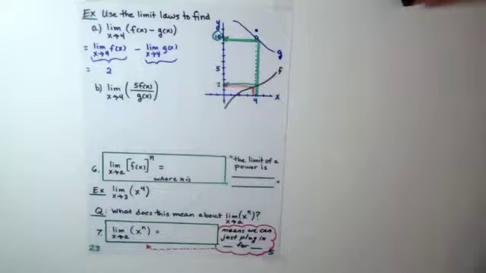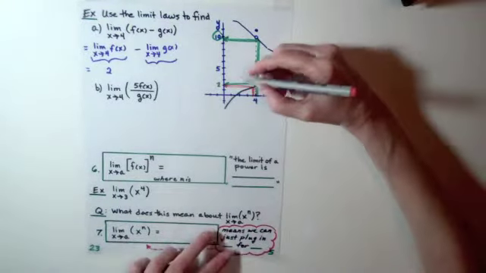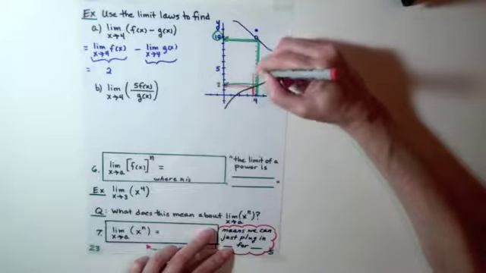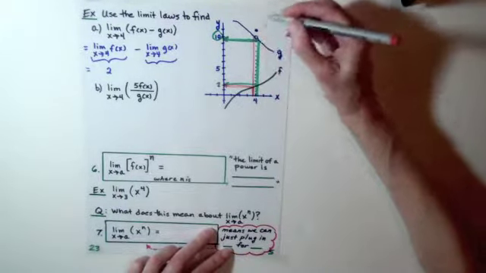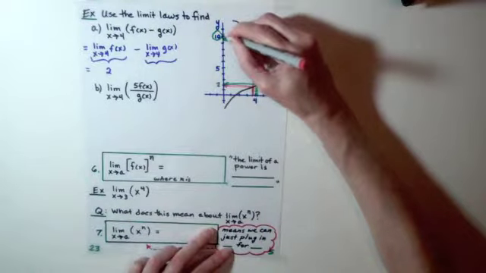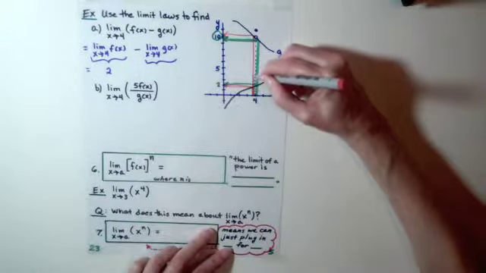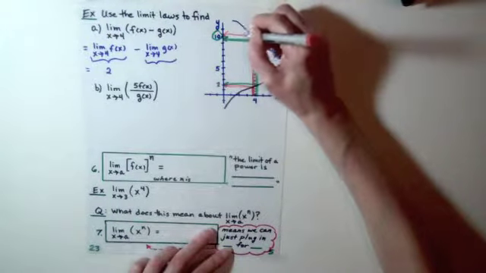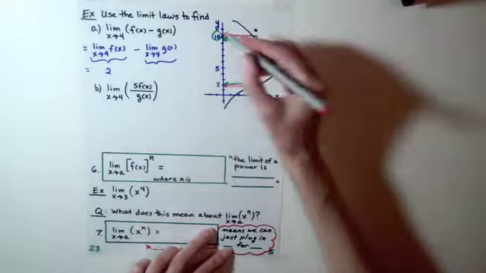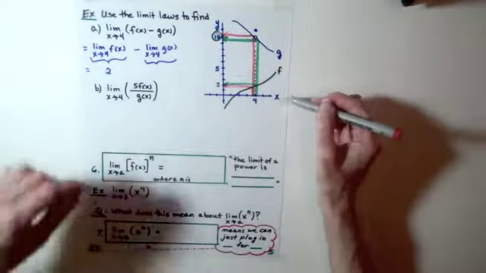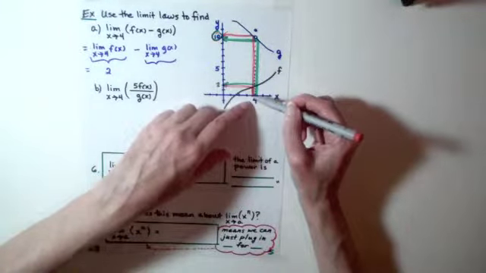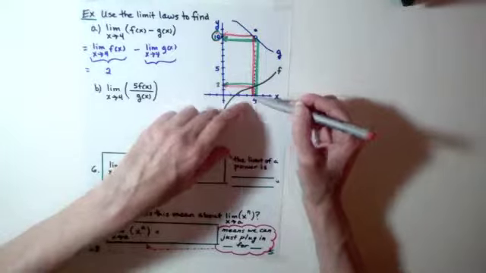And if I were to approach 4 from the left-hand side, choose something like 3.7, I have to go up to the graph of g of x now and go over to the y-axis. The closer I get to 4 from the left-hand side, the closer my outputs get to 10 again. So the limit from the right of g of x as x approaches 4 from the right is 10, and the limit as x approaches 4 from the left of g of x is equal to 10.